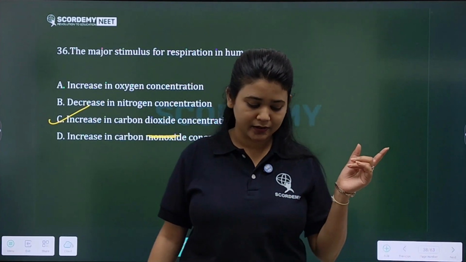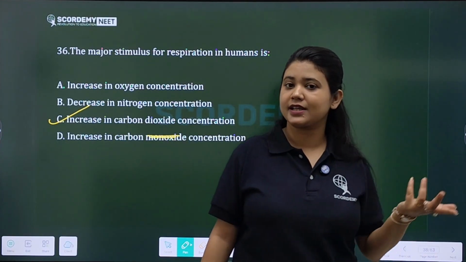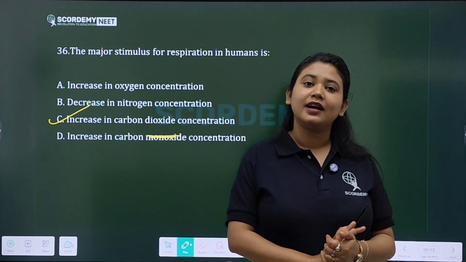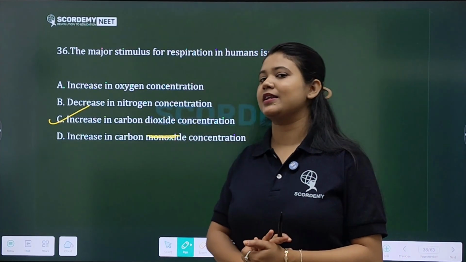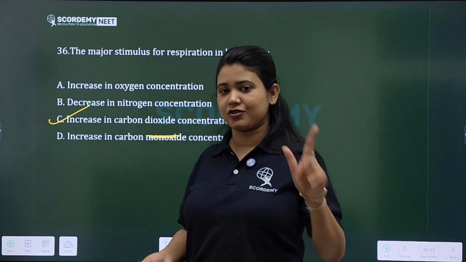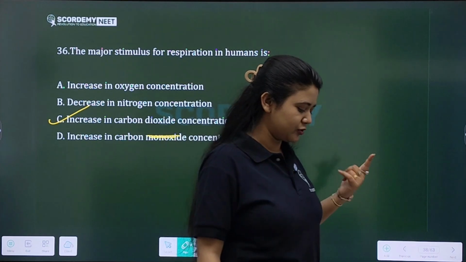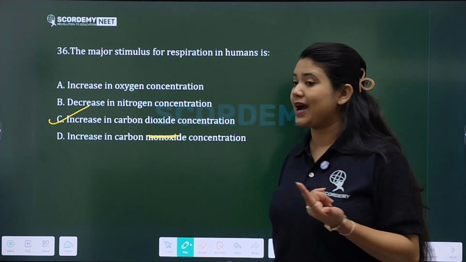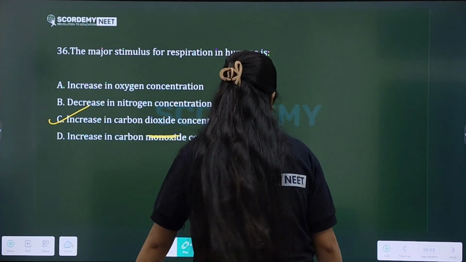And remember, what is the compound formed when carbon dioxide combines with hemoglobin? Carbaminohemoglobin. Yes, it is carbaminohemoglobin, not carboxyhemoglobin. I have repeated this again. Carboxyhemoglobin is the compound formed when carbon monoxide binds with hemoglobin.